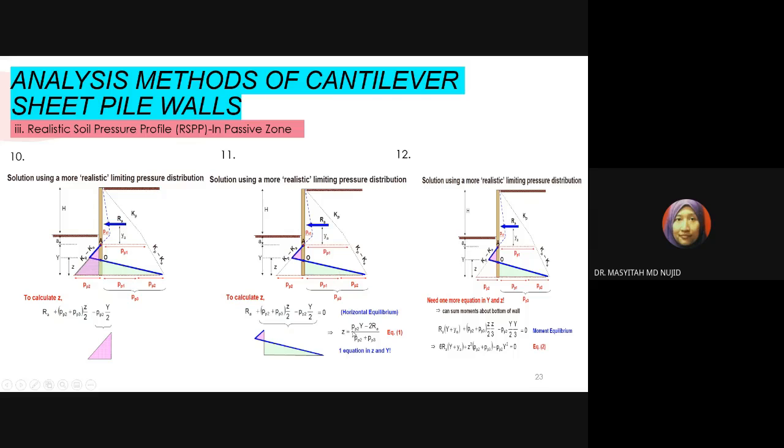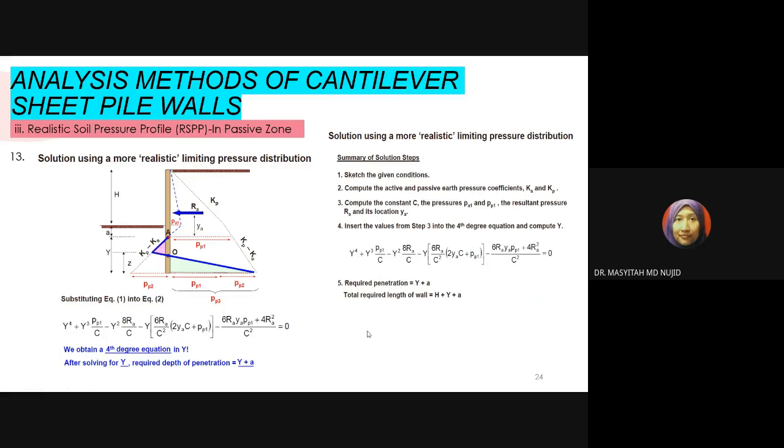Take the moment equilibrium equation 2, and similarly, substitute equation 1 into equation 2, that produces a 4th degree equation in Y. So in order to find the required depth of penetration, we have to add Y plus A, because we want to calculate the penetration depth of the cantilever sheet wall.